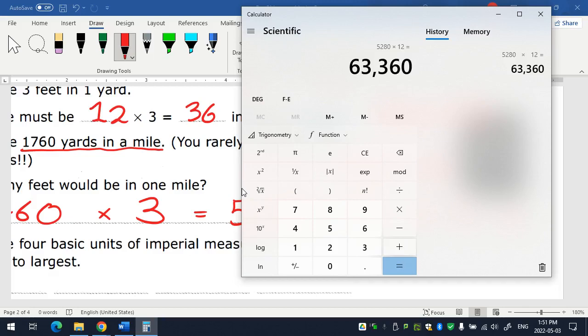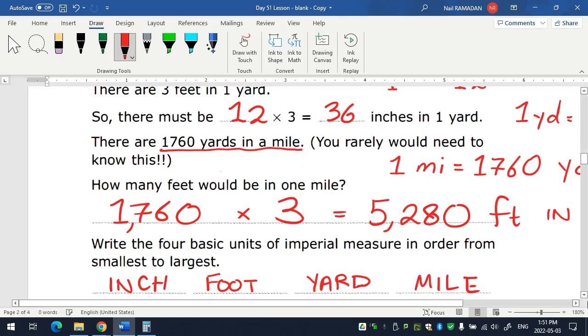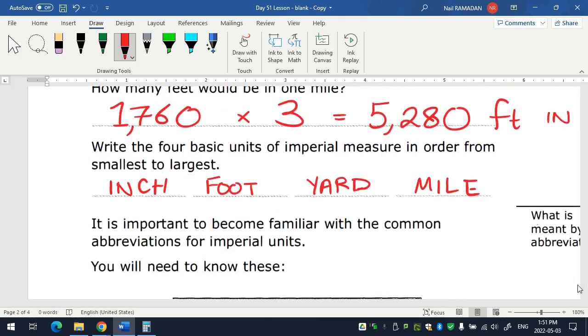You got it. So the question now is, write the four basic units from smallest to largest. Which one is the smallest? I'm going to show you. Everyone, I want you to write it this way. Inches. So let's just write inch. What's bigger than an inch directly? Foot or feet, yes. What's bigger than a foot? And then a mile. I want you to write how you go from one to the other.